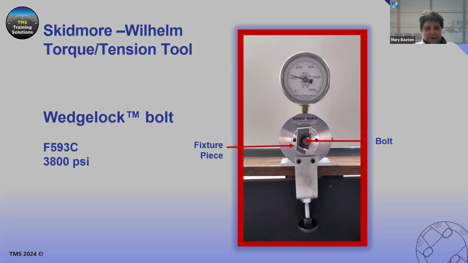So what we have here is a wedge lock bolt, which is an F593C bolt. That requires 3,800 pounds of tension in the bolt. We have the bolt there, we show you that. Underneath the bolt is the washer. So we have the washer set up in there. Underneath that is a piece of an actual light fixture.